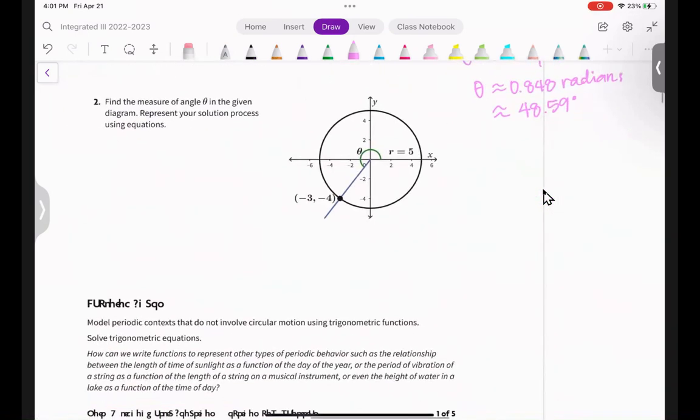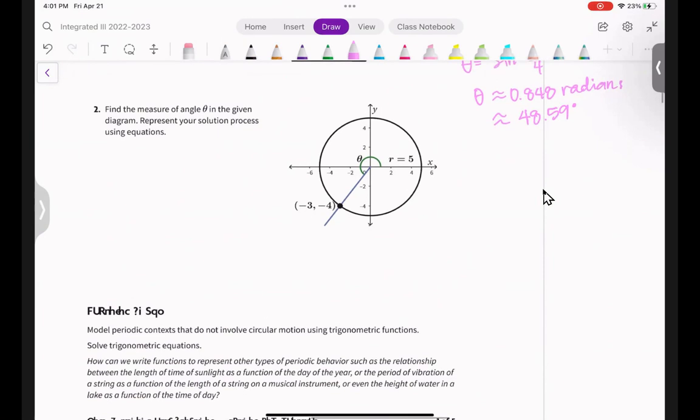And then for number 2, we're going to do similar. It says find the measure of angle theta in the given diagram. Represent your solution process using equations. So same thing goes here. What you're going to be doing is the same thing that Ms. Johnson loves doing. She draws the right triangle to your hypotenuse. And that wasn't very straight, but that's okay.